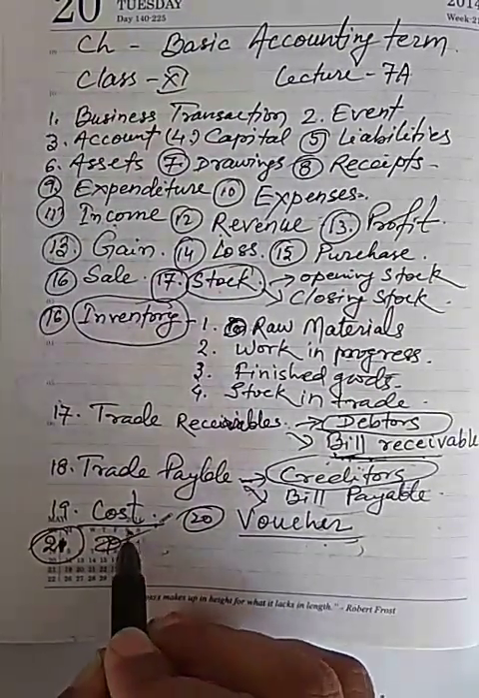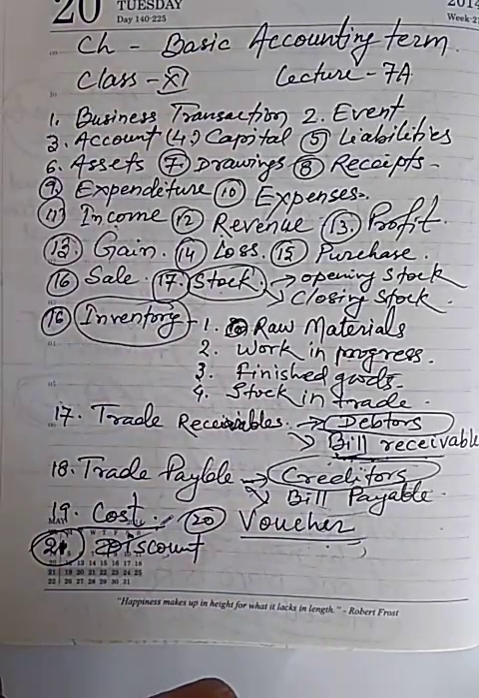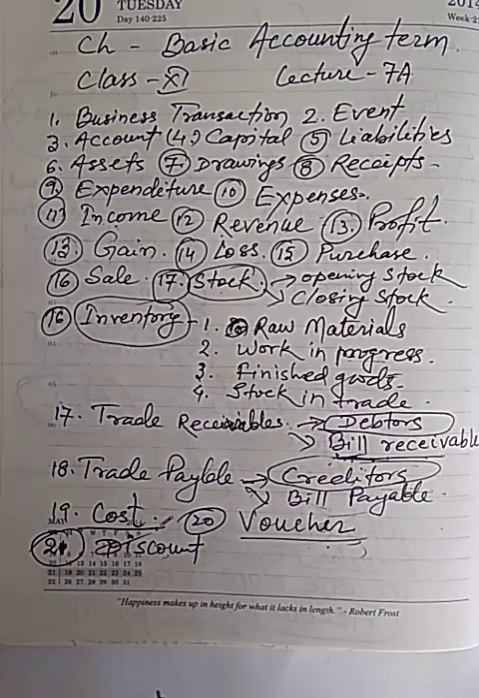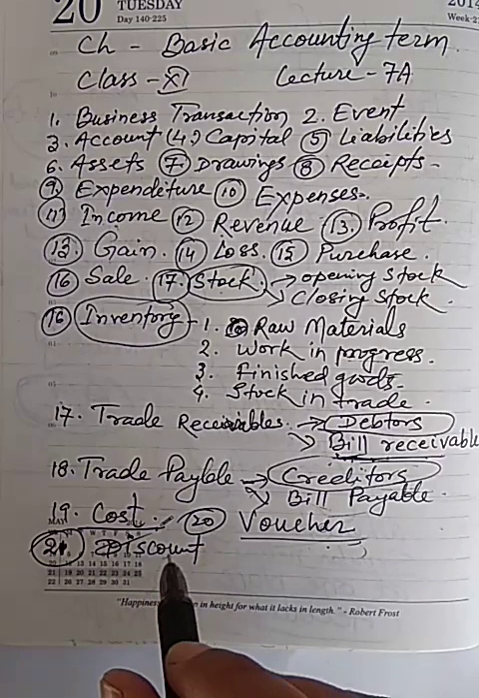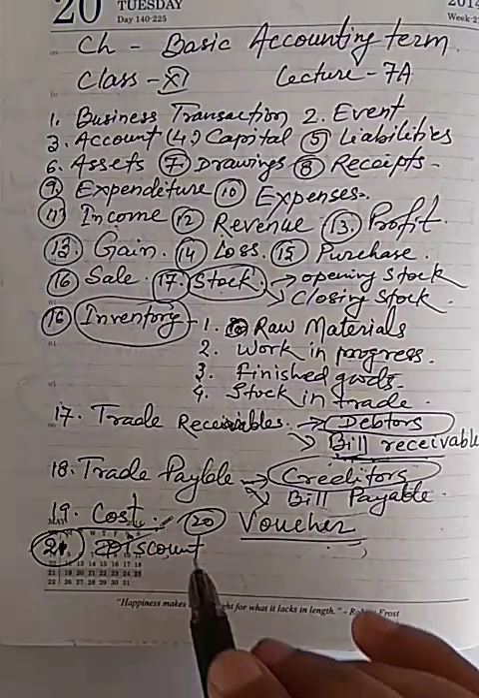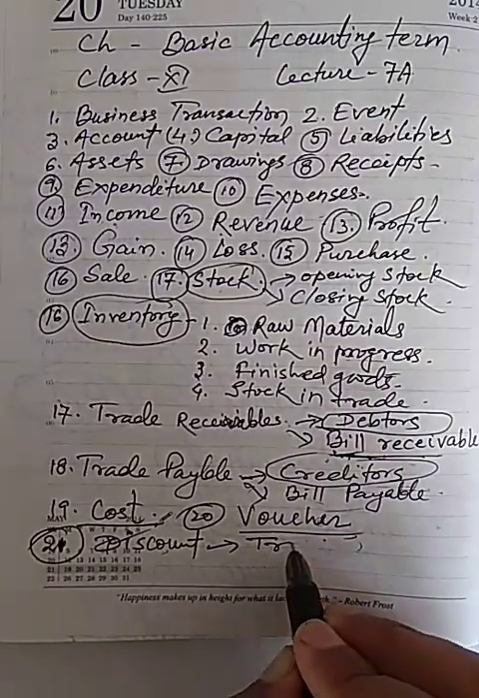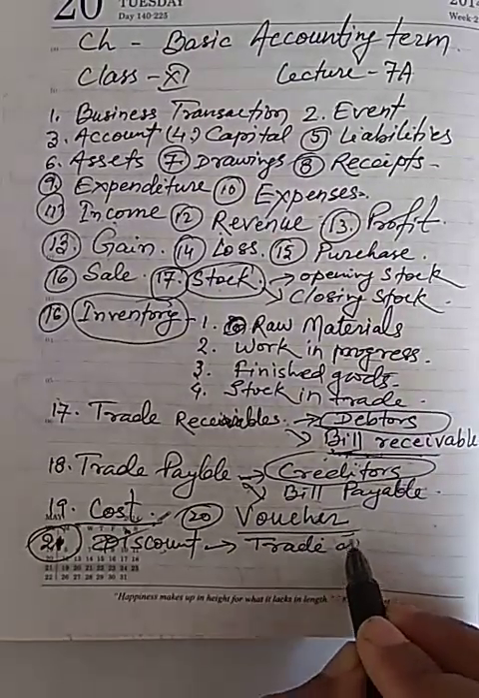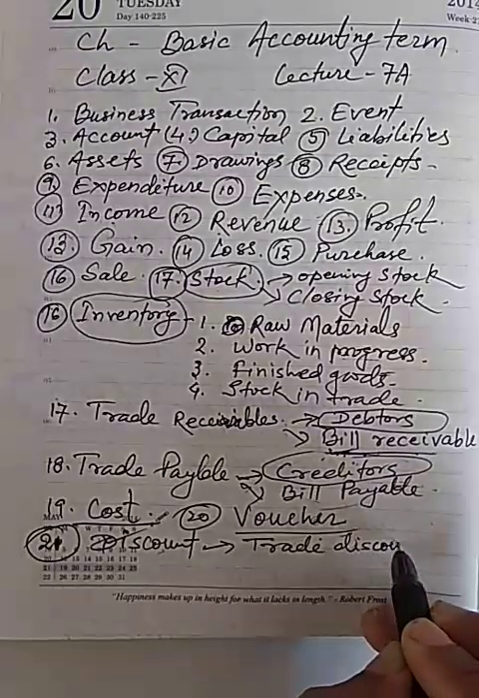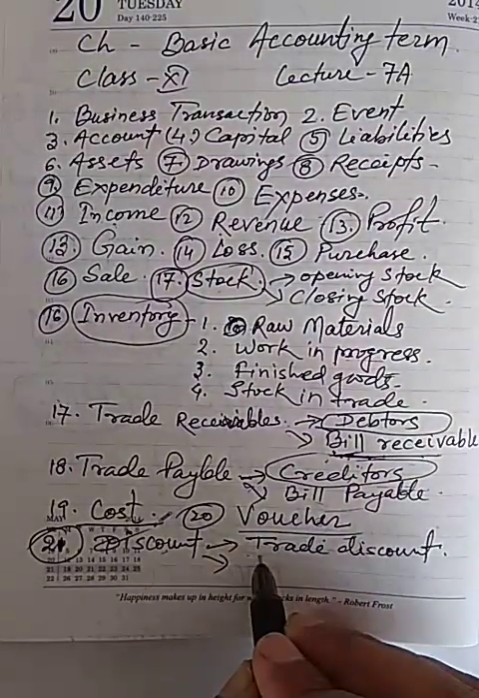Now, next point is discount. It is a rebate or an allowance given by the seller to buyer. It is of two types. First is trade discount. And second is cash discount.